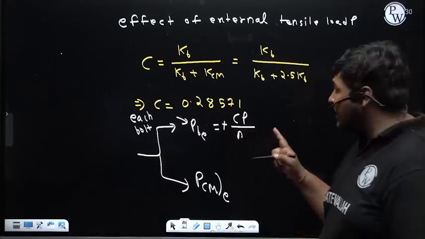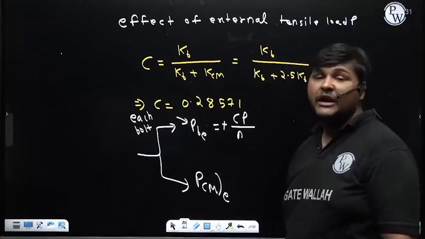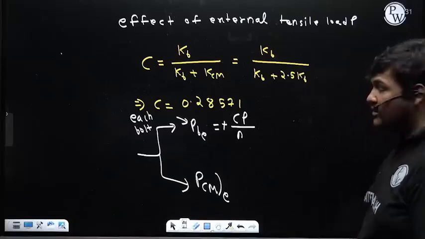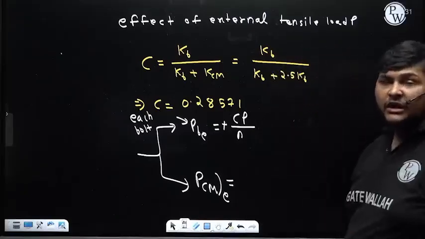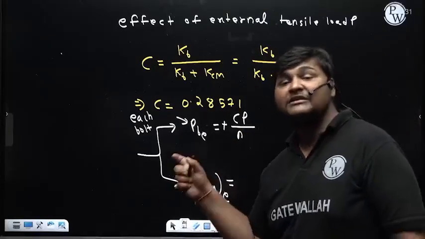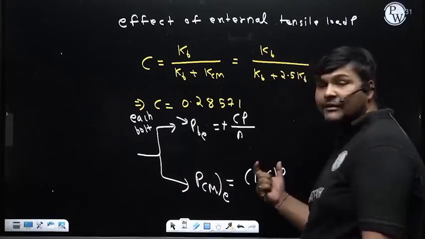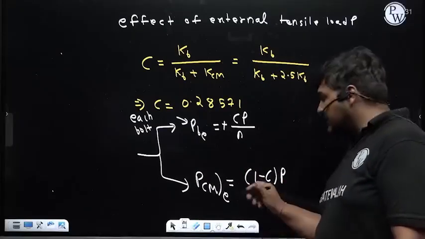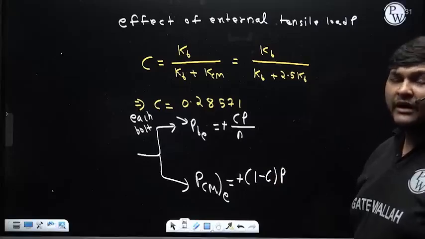But right now our objective is not to find PB. Our objective is to find PCME, because right now I want to know what total axial force is coming in the connecting member. Okay, so if the external load is P and the stiffness correction factor is C, the part of axial force P which will be shared by the connecting member will be 1 minus C into P. Okay, 1 minus C, and the connecting member we are considering as a single member. So in this single member this part of axial force will come, and since the external load is tensile, its nature is also tensile. So it is the axial force in the connecting member.